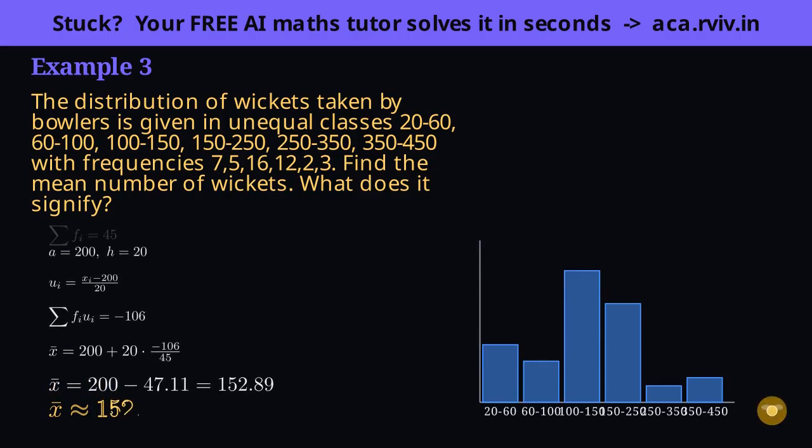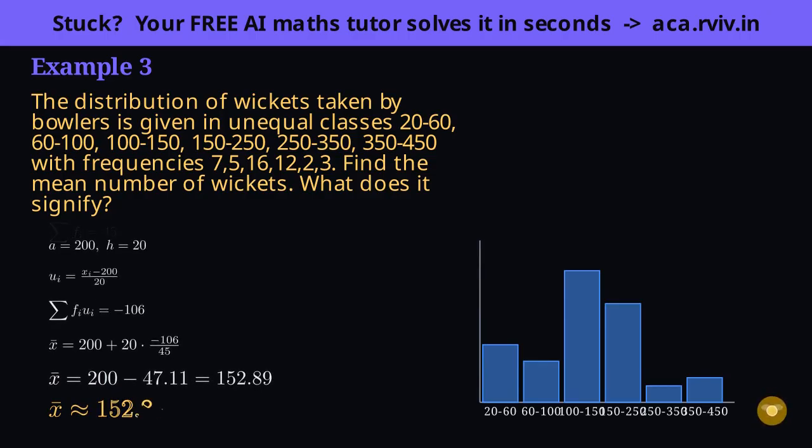And the key idea to carry away: step deviation works even when class sizes differ, because ui only stretches or shrinks the ruler by a chosen factor. Since we multiply that same h back at the end, nothing is lost.